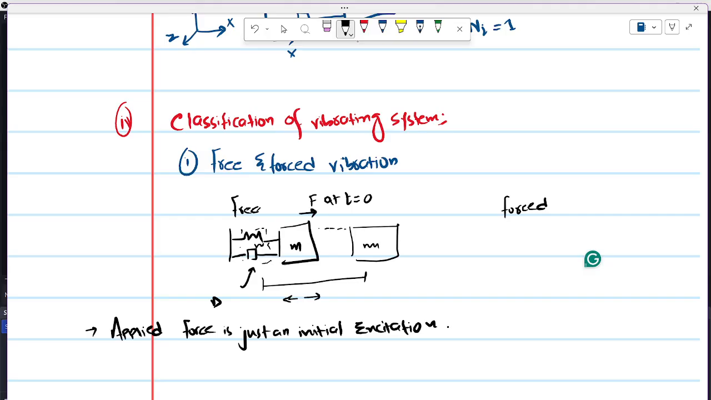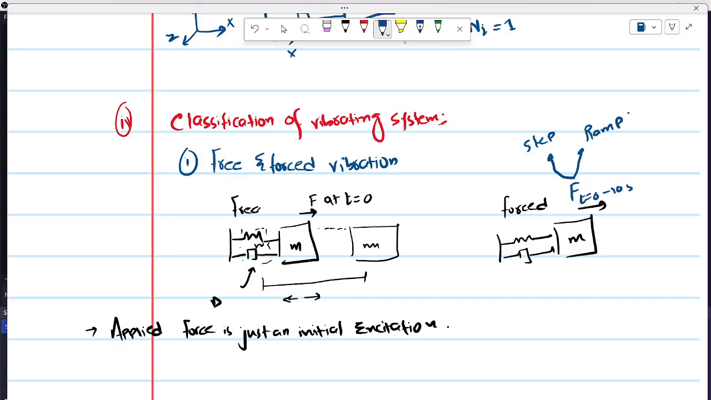So let's say this is a spring mass damper system, and now you are applying the force from, let's say, t equals 0 to 10 seconds. So you're continuously applying force for 10 seconds, and that force can be a step force, it can be a ramp force, it can be a sinusoidal force. So we'll see what these are.